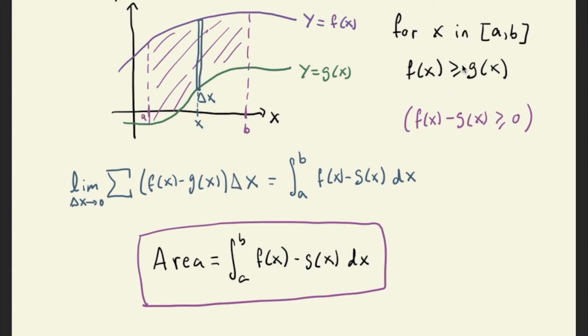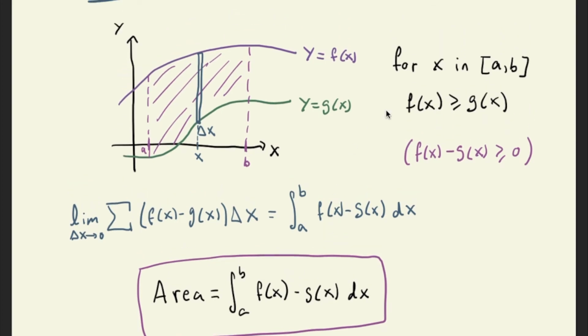So if you don't pay attention to this inequality, if you write this formula, you might get negative numbers here, and you're counting certain rectangles with negative area, and you don't want to do that. Right? So this hypothesis is important here. This is the formula for the area as long as f is always above g.